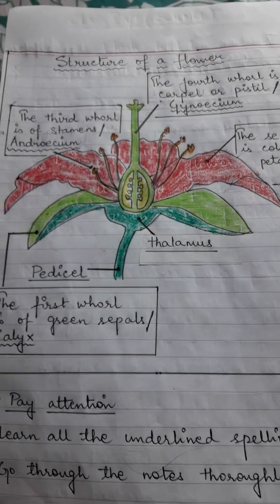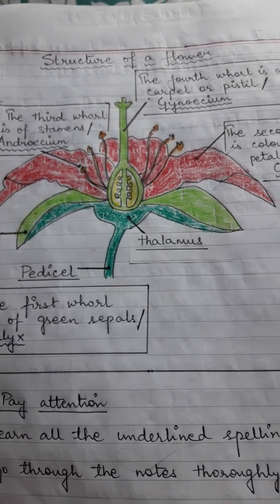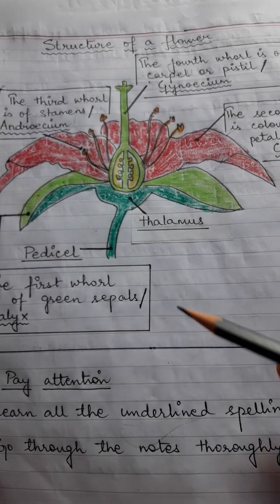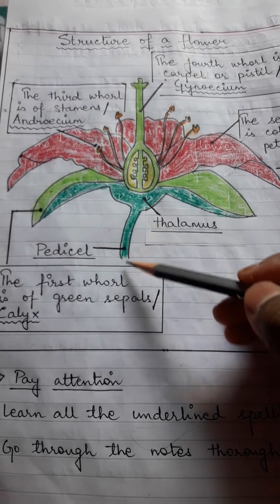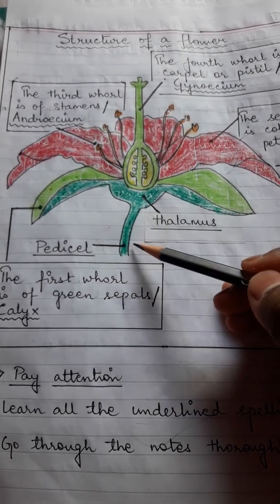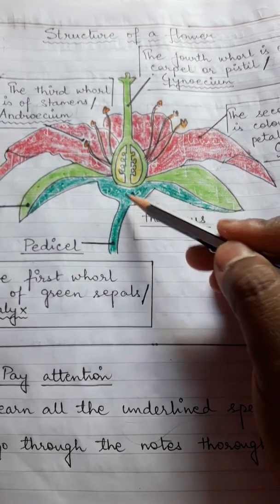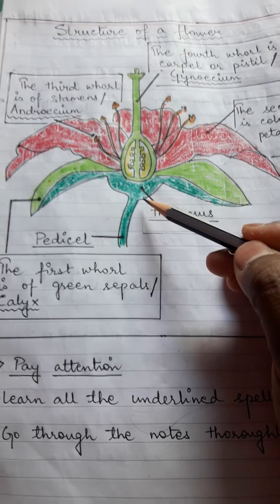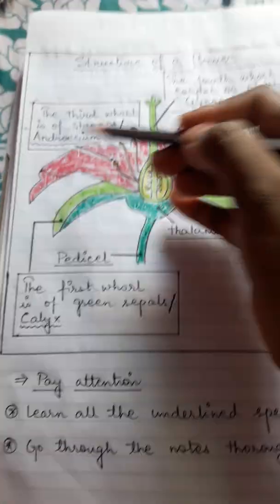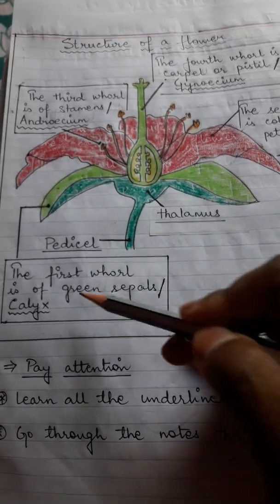Let's look at the structure of a flower in the diagram that I have drawn for you. Can you see the stalk of the flower? It is called the pedicel, and the swollen end of the pedicel is called the thalamus. Clear? Now, there are the four walls of the flower. Clear? These are the four walls.